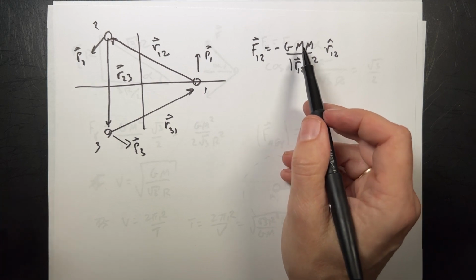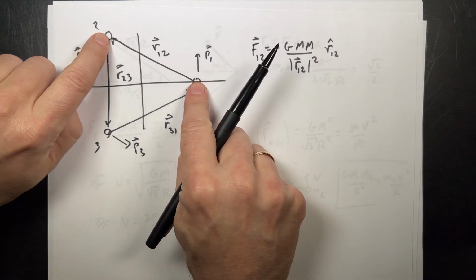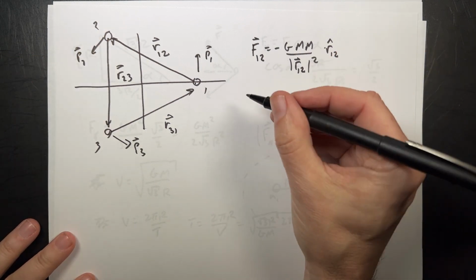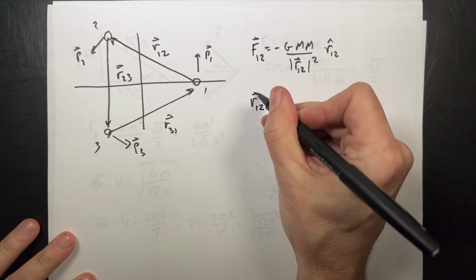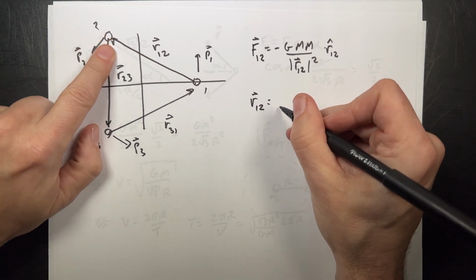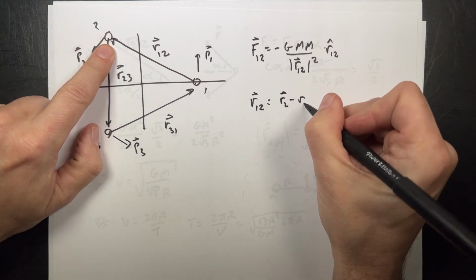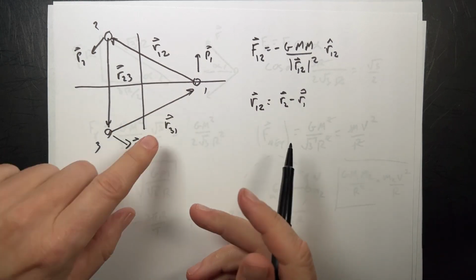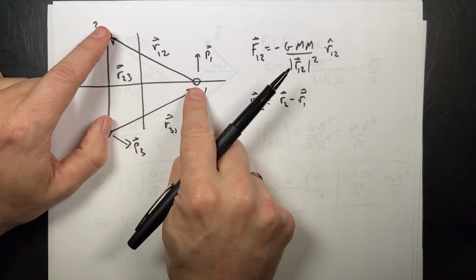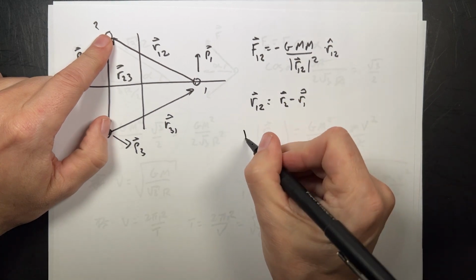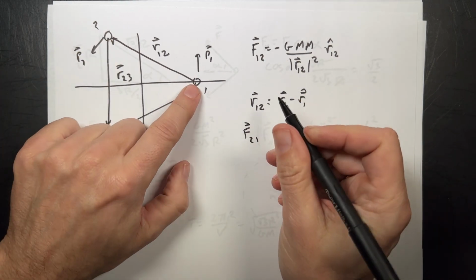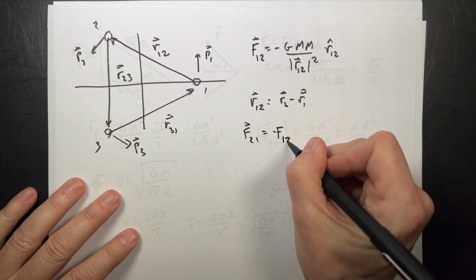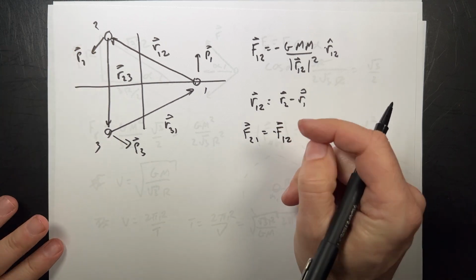The product of the masses, that's easy to do. I need to calculate that vector, R12, and multiply it by a unit vector. Now, how do I find R12? Well, R12 is just going to be the position of R2 minus the position of R1. And now I can do that for all the other ones too. And remember, the gravitational force on 1 due to 2, F12, is the negative of F21, because they're the same force.